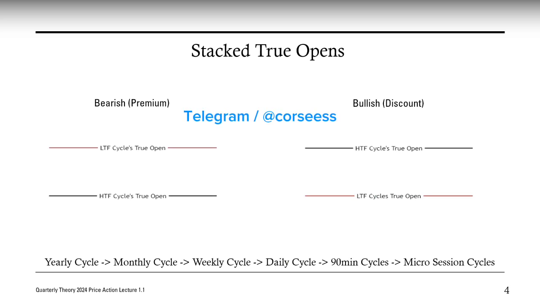So for example, if you're looking at a daily cycle, you want to trade the daily cycle, right? Which you're going to use the 1 hour time frame to trade. No, my bad, the 15-minute time frame to trade. If you're looking at a daily cycle, you need a lower time frame cycle's true open to get that precise entry, right? And the opposite goes for bullish markets.